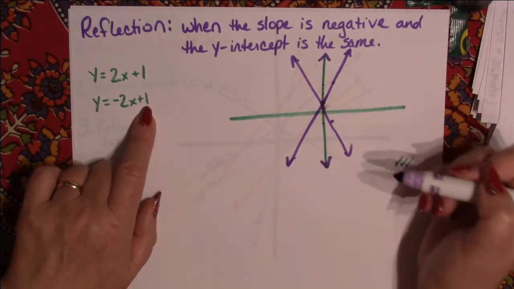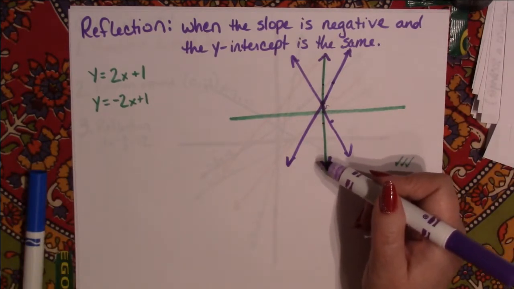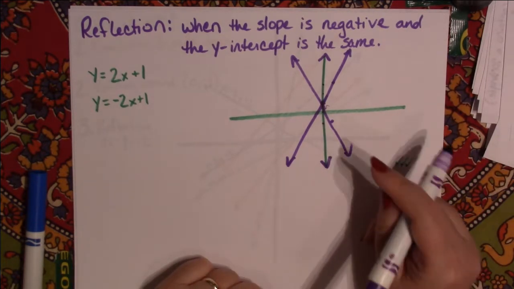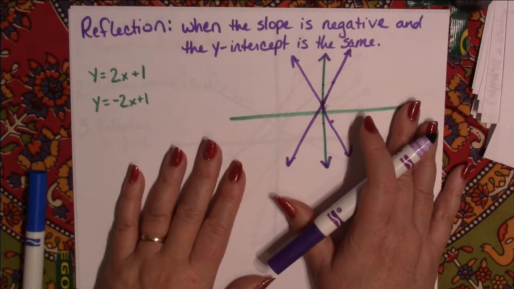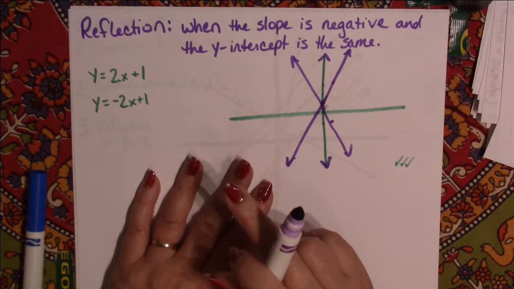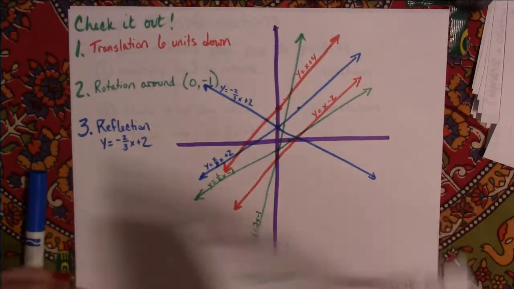Okay? What I'd like you to do is try these three. Try recognizing them. Starting on page 370, please do check it out, numbers 1, 2, and 3, so you can try one of each of these. It's going to ask you to graph it and describe it. Pause here and come back when you're done.